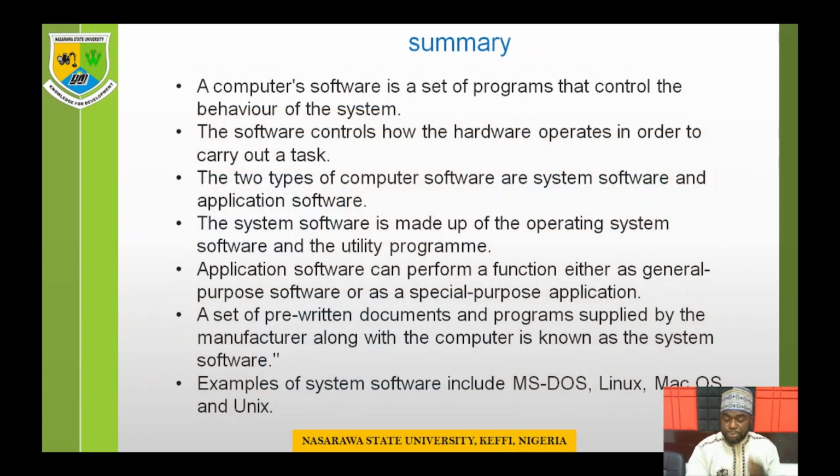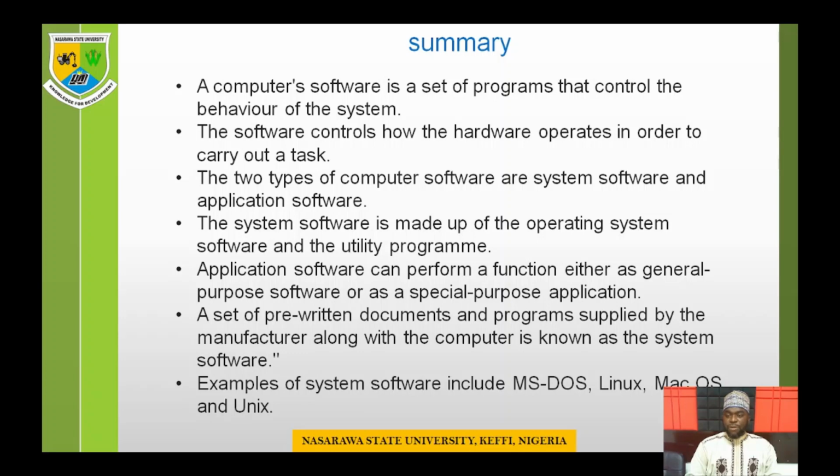So, a summary of what we have discussed so far. We say a computer software is a set of programs that control the behavior of a system. A software controls how the hardware operates in order to carry out a task. There are two types of computer software. These are system software and application software. The system software is made up of the operating system and the utility programs.